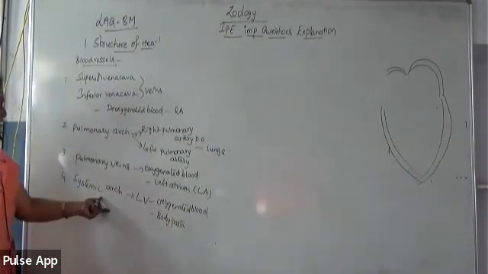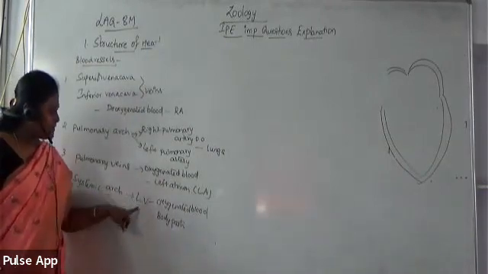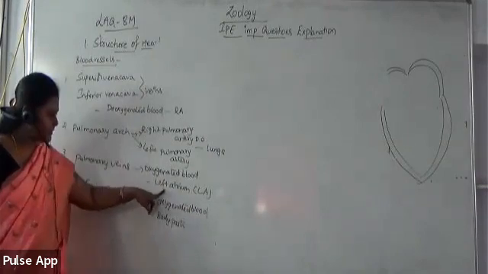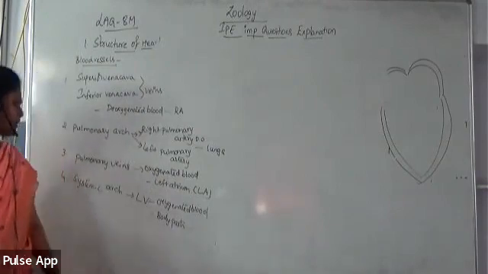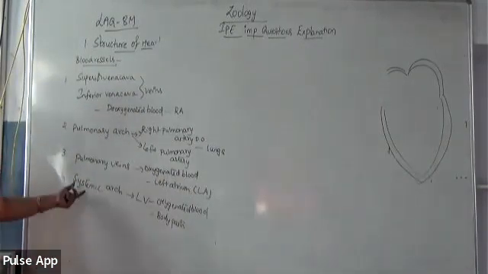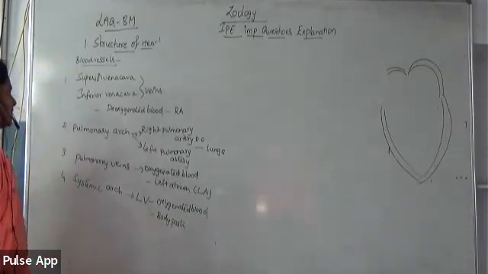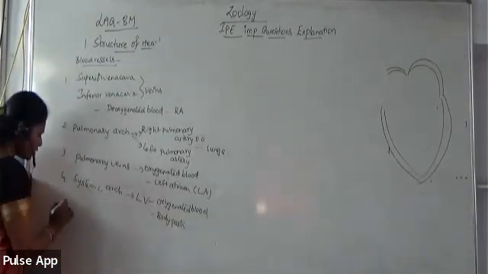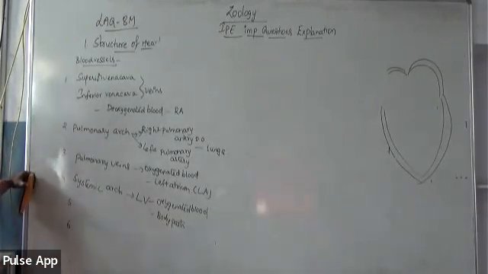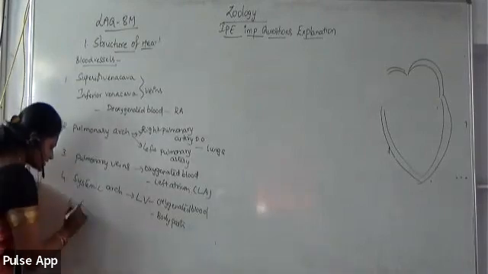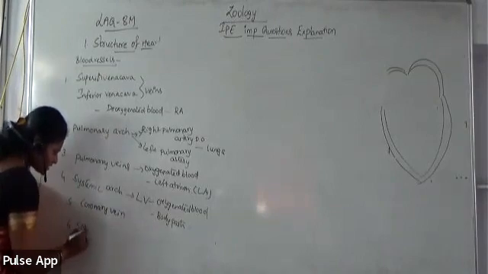And next, the systemic arch, which carries oxygenated blood from the left ventricle, because already from the left atrium oxygenated blood has been pumped into the left ventricle. From the left ventricle, oxygenated blood is taken by the systemic arch to different body parts. And apart from this, there are two more blood vessels that arise from the heart itself. They are related to the heart itself. One is the coronary vein and the other is the coronary artery.